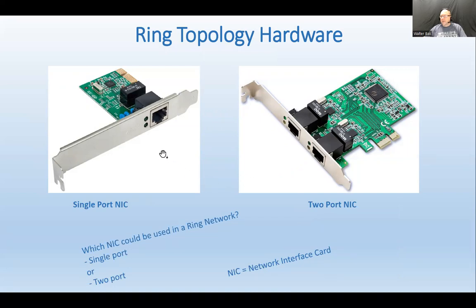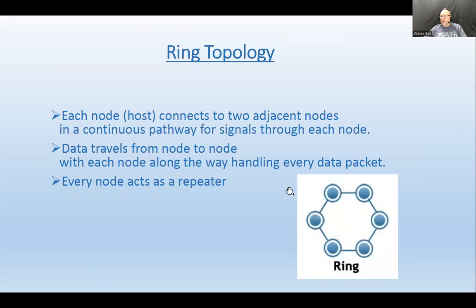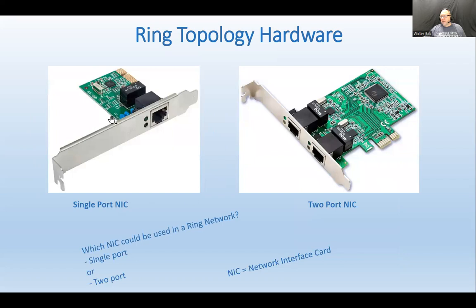Is it possible to have a ring topology with just a single port network interface card? Technically it is, and at the end of this slideshow I'm going to show you how it is possible, but it would be, just to prove the point, a highly hypothetical situation. So ring topology hardware would be, for the most part, the practical solution: a double port network interface card for each node.